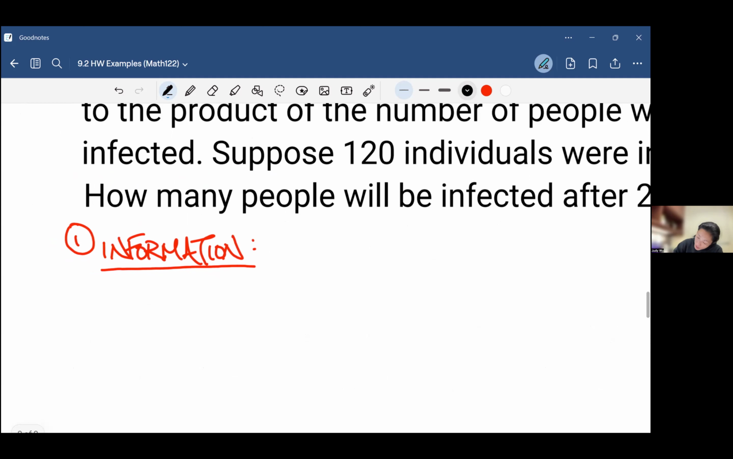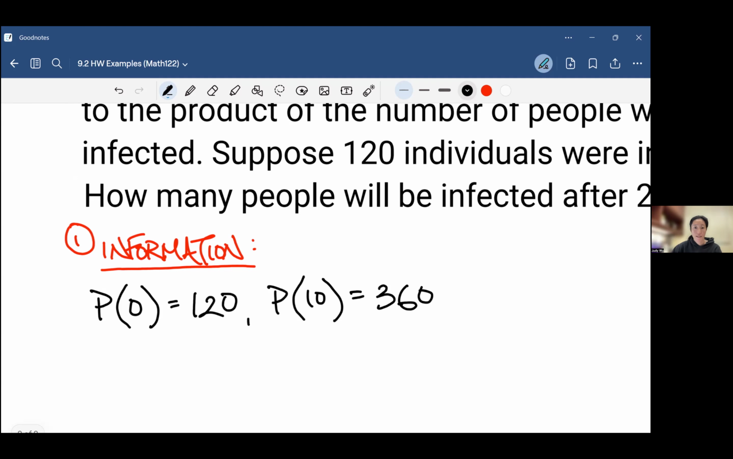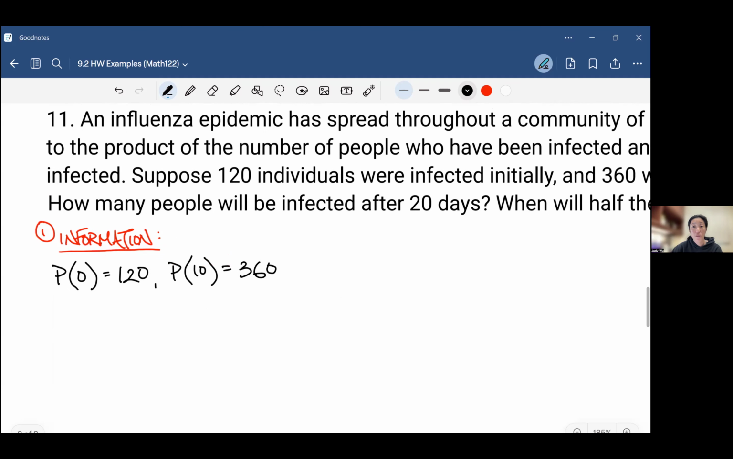Okay, so what that means is that the population that was infected on day 1 or day 0 was 120. Okay. It also says that 10 days later, 360 people are infected. That's the same thing as saying P of 10 equals 360. Okay. Now, unlike the last question, we're looking now at logistic growth.